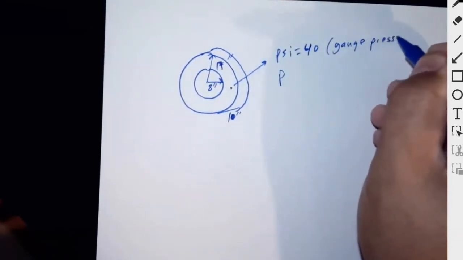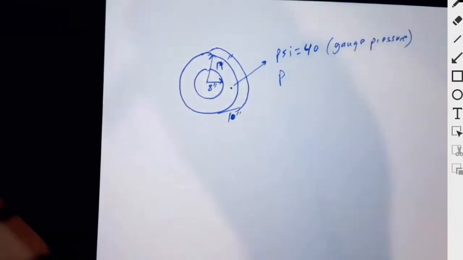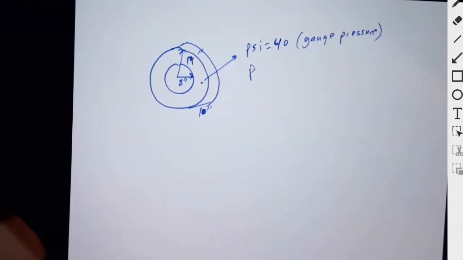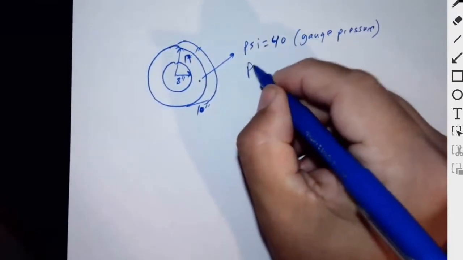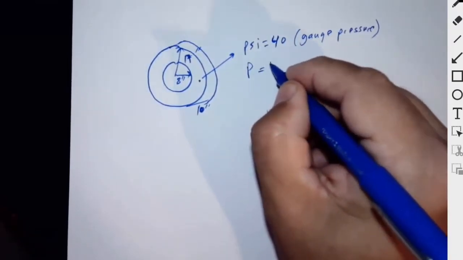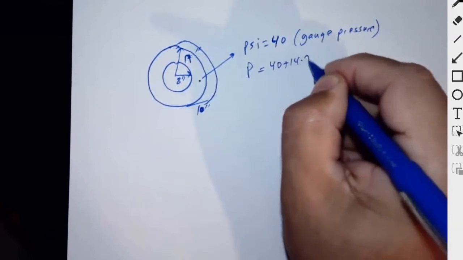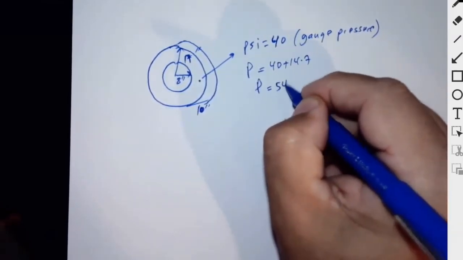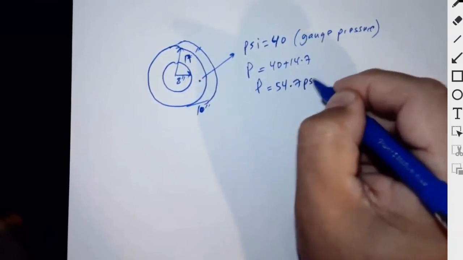So this is called gauge pressure. You guys have heard of that term? Which means it's that difference of the pressure inside something and out in the atmosphere. So then the absolute pressure would be what? Would be 40 plus 14.7, 54.7 psi.